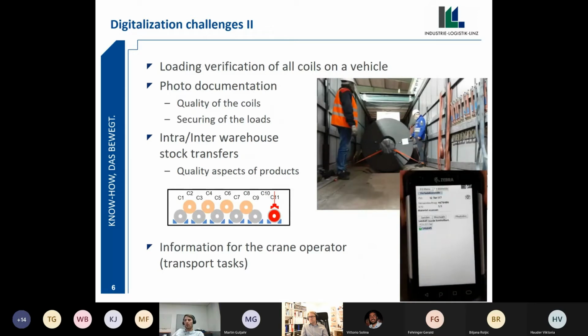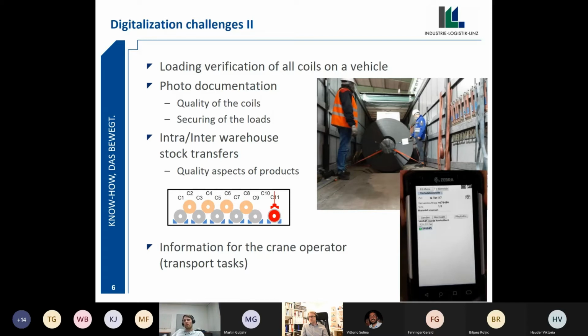Another one is the identification and verification of all coils on a vehicle. So we also do a photo documentation. It's done by our workers in the warehouse. This is due to quality issues and also for securing the loads. So we have to secure the lashes on the vehicles so that the coil isn't able to move while it's transported.